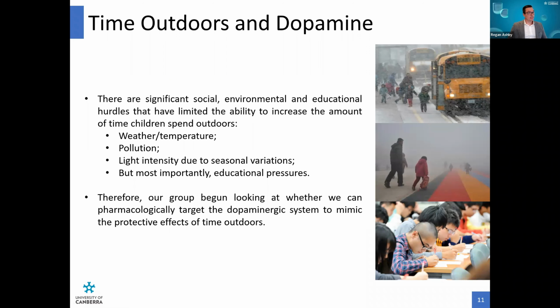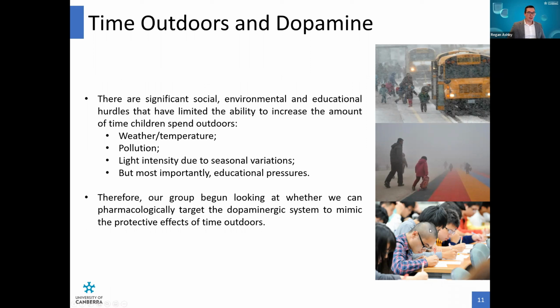So the easiest thing would be, let's get more kids outdoors. However, there have been significant social, environmental, and educational hurdles that I mentioned here that have really limited the ability of increasing the amount of time a child spends outdoors. The first is weather and temperature. Sometimes it is just impractical to send kids outdoors. There's also issues with pollution or the seasonal changes in light intensity, so that in some parts of the world, the intensity of light will just not be great enough to stimulate dopamine release.